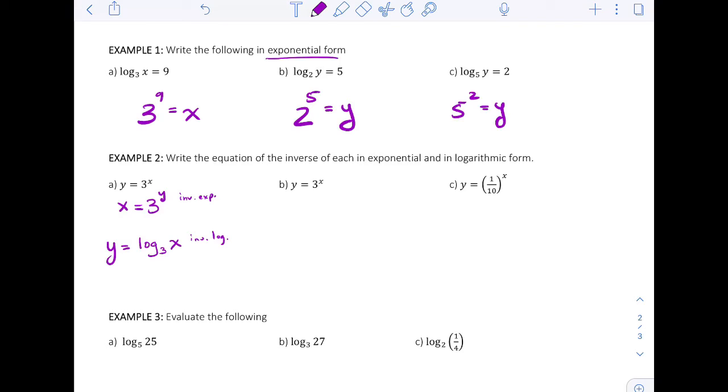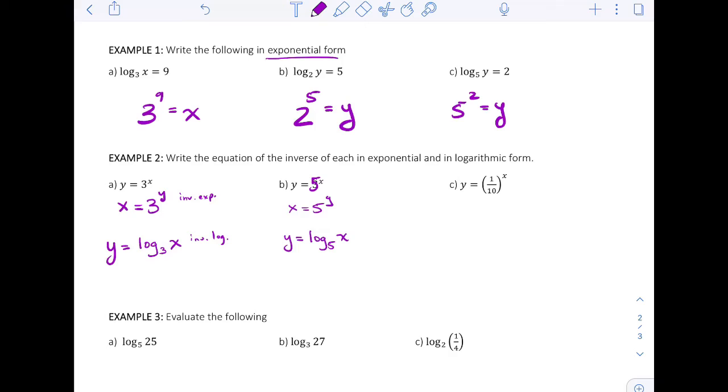Same idea. It's actually the exact same one, so let's maybe change that one up. Maybe I'll make it 5 to the power of x. If I wanted to write that in the inverse exponential form, x is equal to 5 to the power of y. And the log for that is y, the exponent, is equal to log base 5 of x.